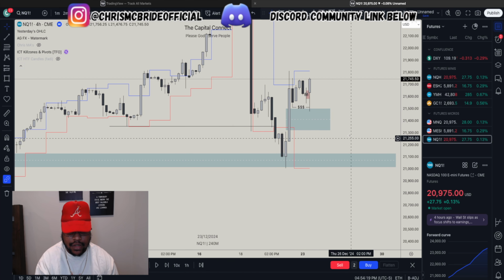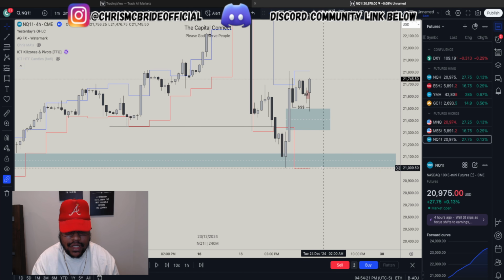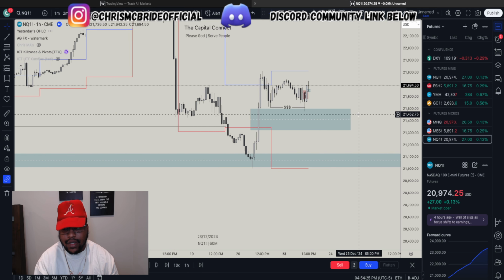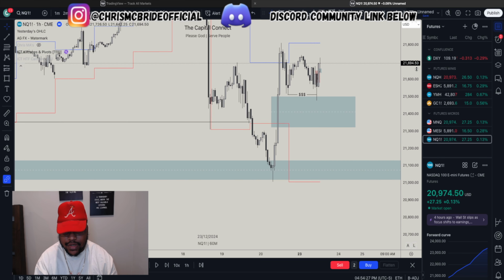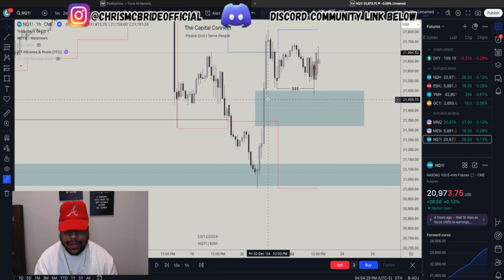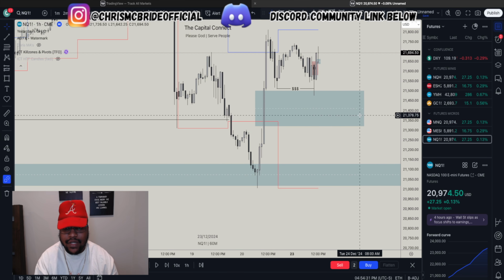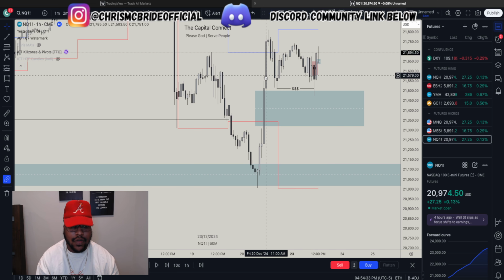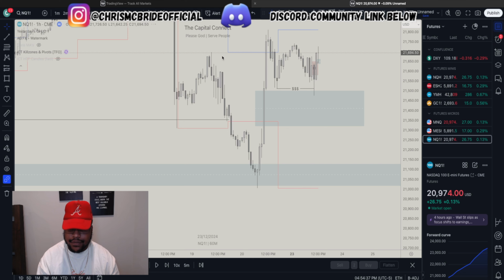I forgot I turned my magnet off, but we can see that we're tapping into this fair value gap as well, right? Go to the 1 hour. I mean, y'all, it's literally just rinse and repeat when you're on these charts. We see again, we're tapping into this fair value gap, sweeping liquidity. So I'm thinking we're very bullish. So let's go to the 5 minute.